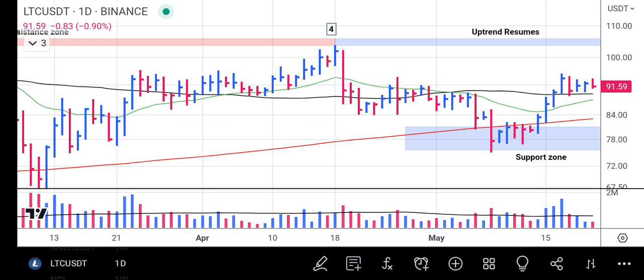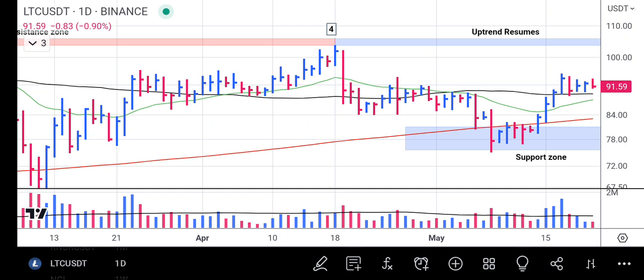On this chart, I will be doing analysis on Litecoin. I will start this analysis from bottom to top and we'll see what's going to happen to Litecoin after what is happening at the moment. Let me get into this analysis in detail. I'll be starting from point 4.